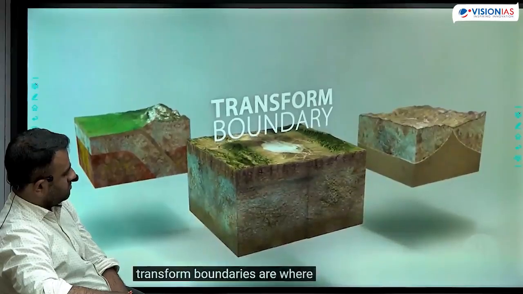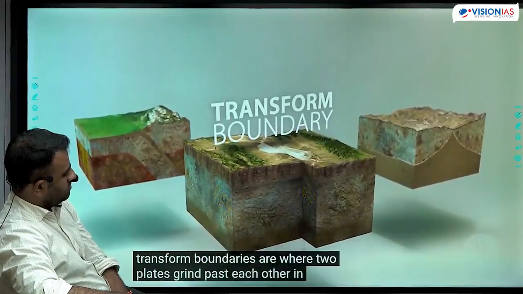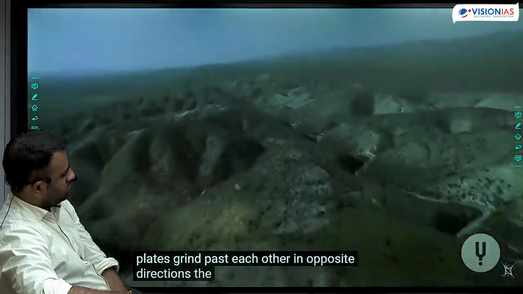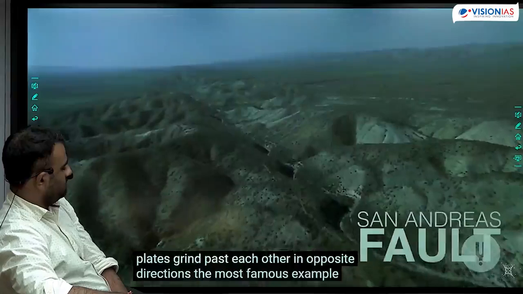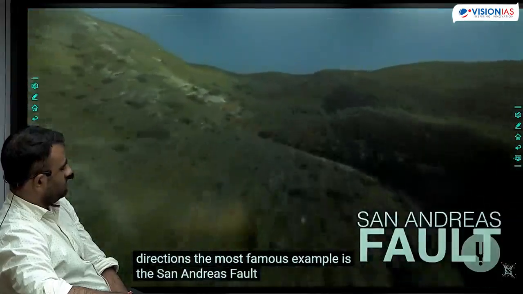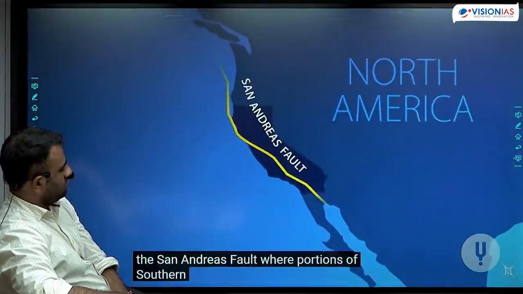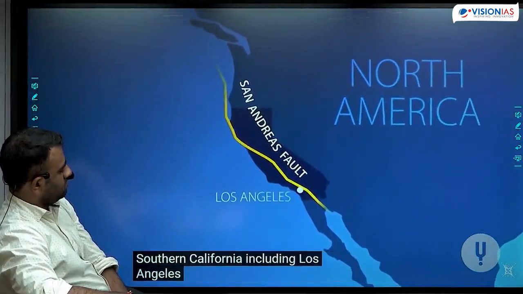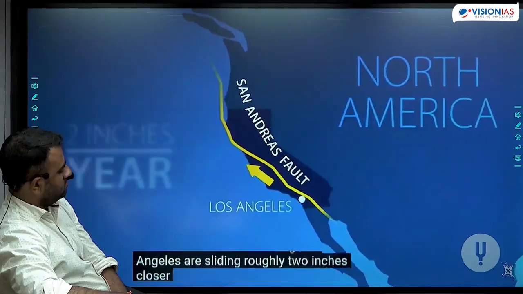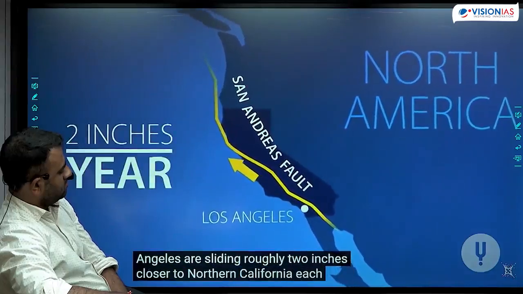Transform boundaries are where two plates grind past each other in opposite directions. The most famous example is the San Andreas Fault, where portions of Southern California, including Los Angeles, are sliding roughly 2 inches closer to Northern California each year.